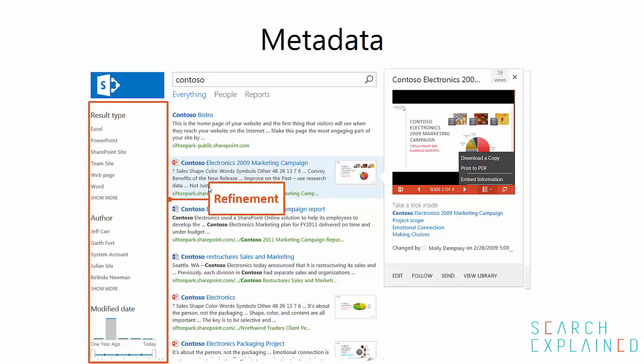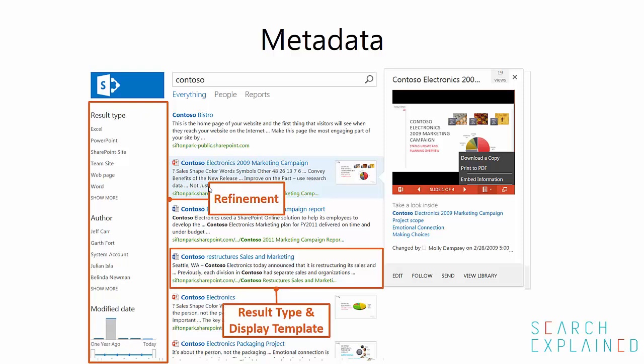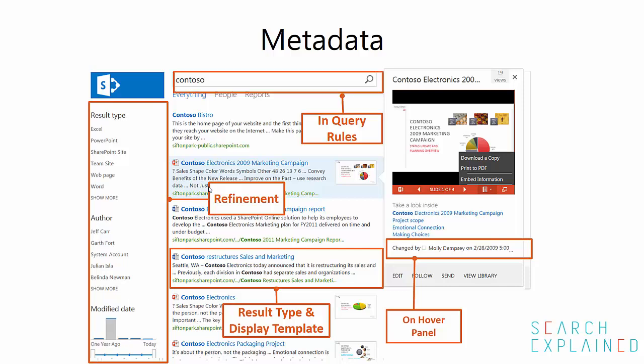To answer that, let me first show you what can be metadata on the search UI. This is the out-of-the-box search user experience, and I have already mentioned most of it: the refinement panel is metadata, the results, and what we display on the results, everything is metadata. On the hover panel, we can also display metadata. In queries and query rules, we can use metadata, so everything is metadata. So the question is how to make sure that your metadata can be displayed and used here.